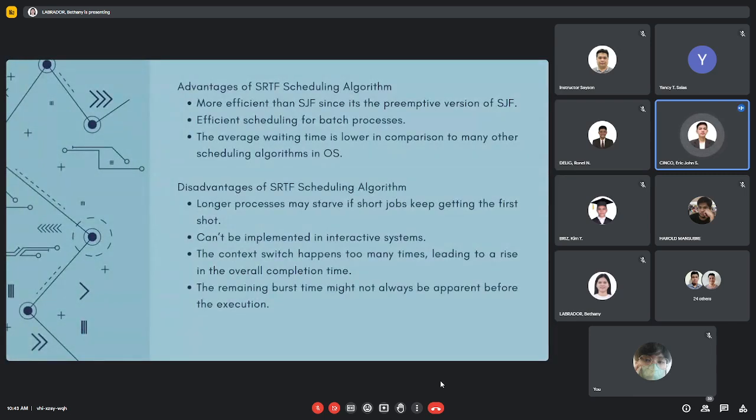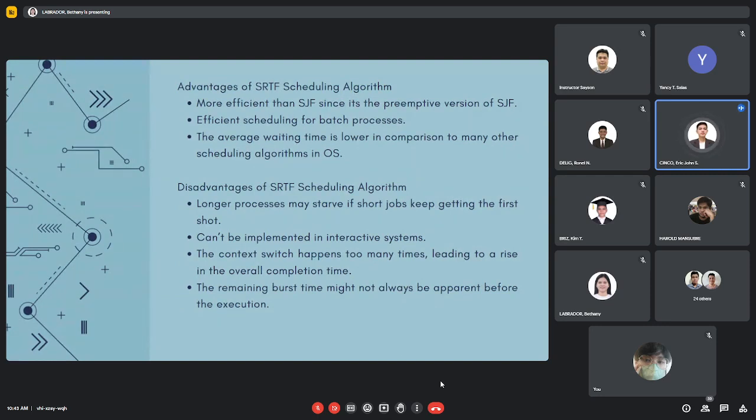So the advantages of the SRTF scheduling algorithm. First is that it is more efficient than SJF since it's the preemptive version of SJF. It is more efficient than the shortest job first scheduling algorithm since the running process can be preempted and the CPU time allocated to a process with an even shorter remaining burst time. So it can lead to a more optimal scheduling of processes.